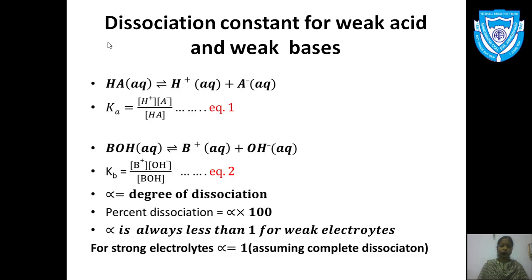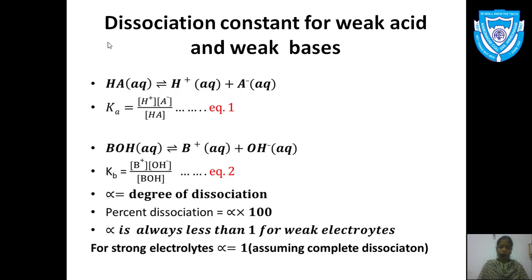Here K stands for equilibrium constant and A stands for weak acid, hence Ka is the dissociation constant for a weak acid. Now the dissociation of a weak base is like this. BOH is any general weak base which dissociates to give B+ aqueous plus OH- aqueous. By applying the law of mass action, we get the equation Kb is equal to the concentration of B+ into the concentration of OH- divided by the concentration of BOH. This is equation number 2.